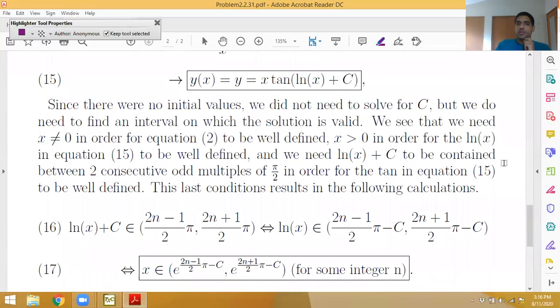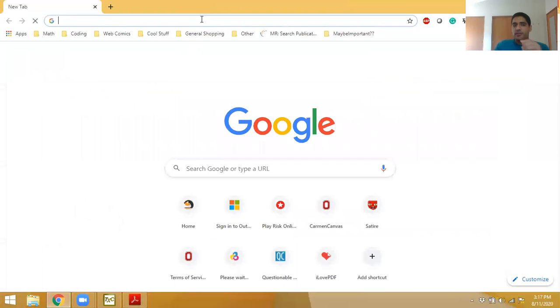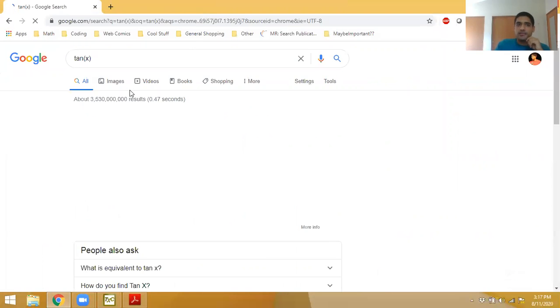So for starters, we need the solution, y, to be defined, right? There's a couple problems here. There's the natural log, and there's the tangent. So we see that a tangent requires the input to be in between two odd multiples of pi over 2, right? This input, this natural log of x plus c, has to be in between two odd multiples of pi over 2, because that's where tangent is defined. And in case you forgot, let's just look at a quick graph that makes it very obvious as to why this is the case.